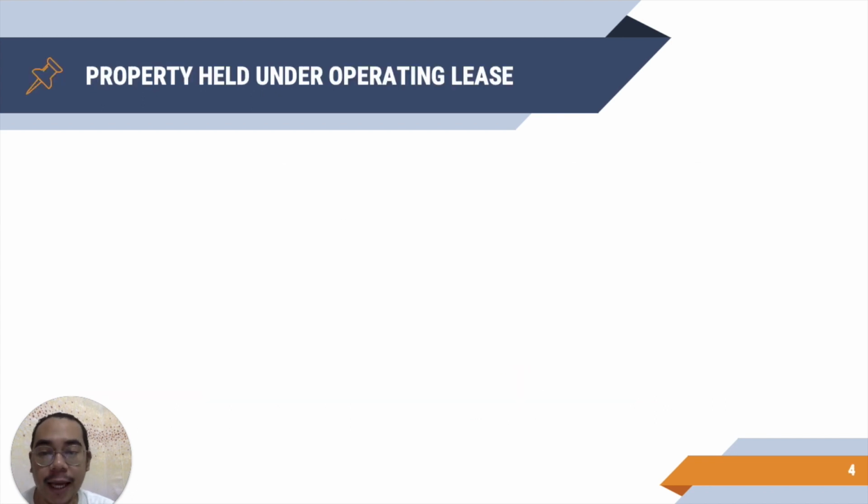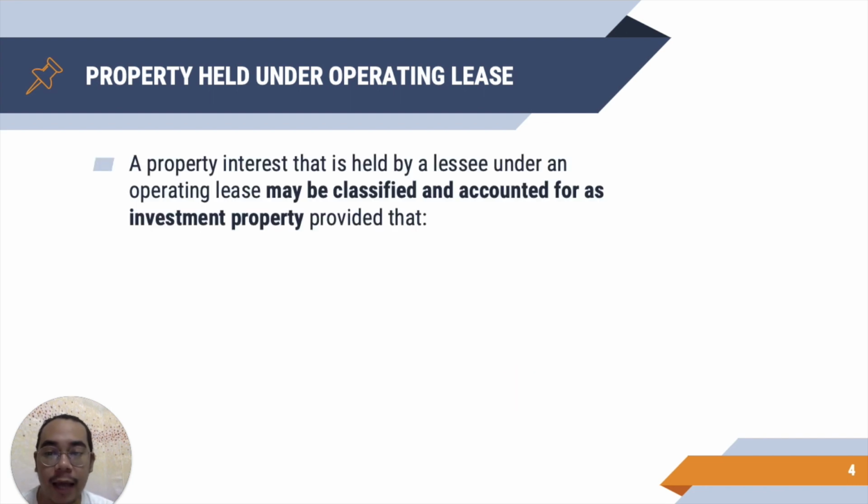Pero for property held under operating lease, sabi kanina, you can only recognize an investment property kapag lessee ka tapos under finance lease yung lease terms tapos pinaparenta mo rin sa iba under operating lease. A property interest that is held by a lessee under an operating lease, kasi pag operating lease, you do not recognize the asset. You only recognize expenses. But sabi dito, it may be classified and accounted for as investment property provided that you follow these rules.